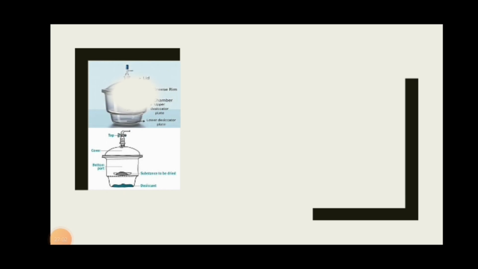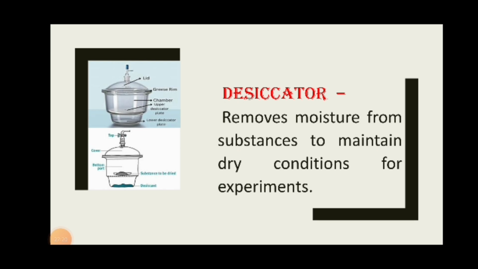Yes. How do you see that one? Yes, you are correct. We constantly used this kind of apparatus when I was a student in college, for our sample storage. That is a desiccator. So what's the purpose of a desiccator? It removes moisture from substances to maintain dry conditions or for experiments. For example, you have an experiment and you want to dry it out, you put it inside the desiccator. Be careful in removing the lid, you have to rotate it clockwise. And this is the sample substance to be dried.